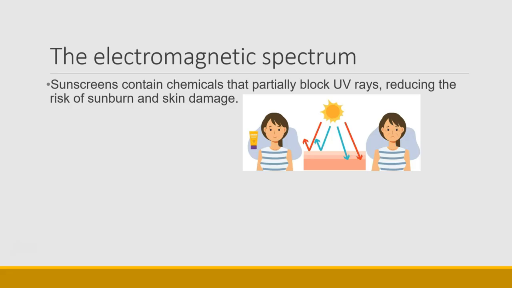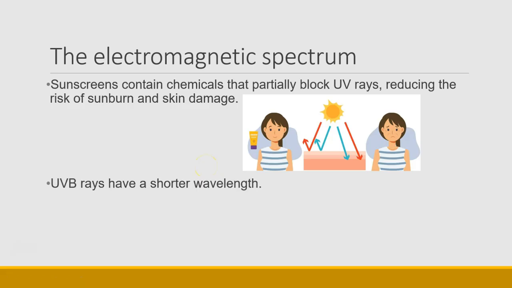Sunscreens contain chemicals that partially block the UV rays. So that means that instead of the UV rays actually penetrating the skin, they get reflected off the skin, and that reduces the risk of sunburn and skin damage.